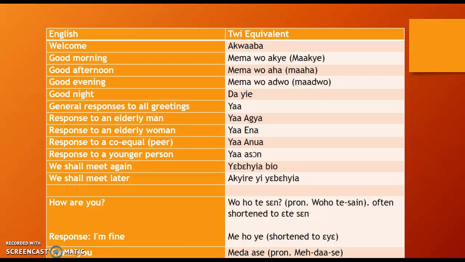So good morning is I extend greetings to you on a new day, and it's just Maachi. Why don't you try this tomorrow morning when you wake up and greet, instead of good morning, Maachi.